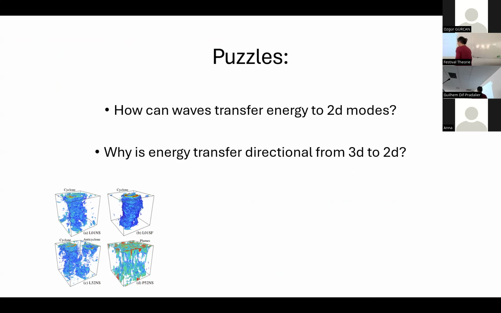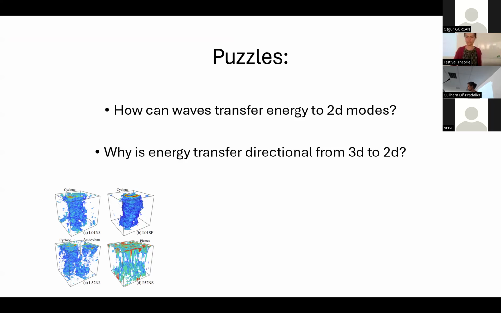So what are the puzzles then? One puzzle is how can the waves transfer energy to 2D modes? The 3D modes here are waves. That's what we've learned. And also, we've learned that in this wave turbulence framework, when we're only considering resonances, there are no interactions between 3D and 2D modes. They just couple. So the question is, how can they transfer energy? And the other question is, why is the energy transfer always from 3D to 2D and not the opposite?